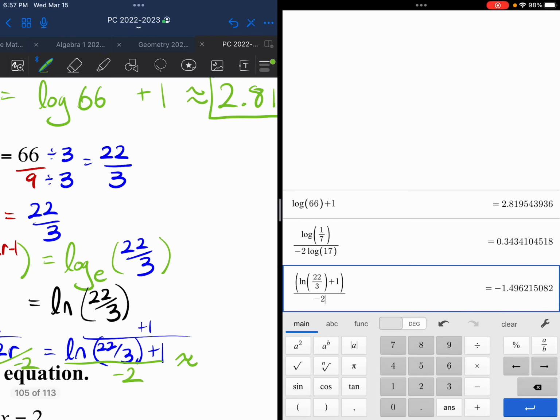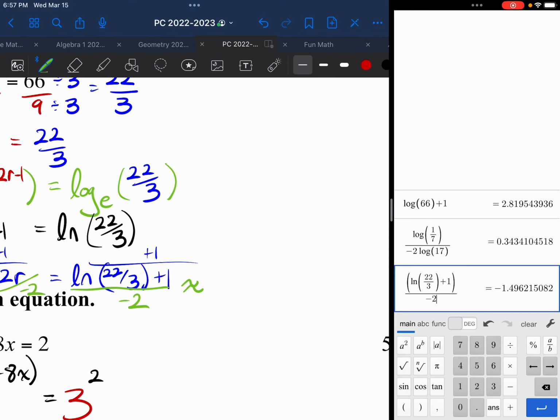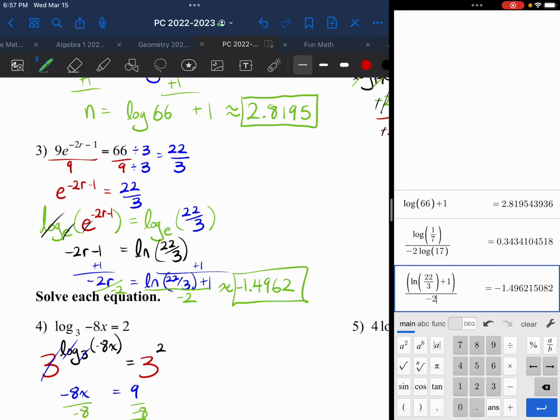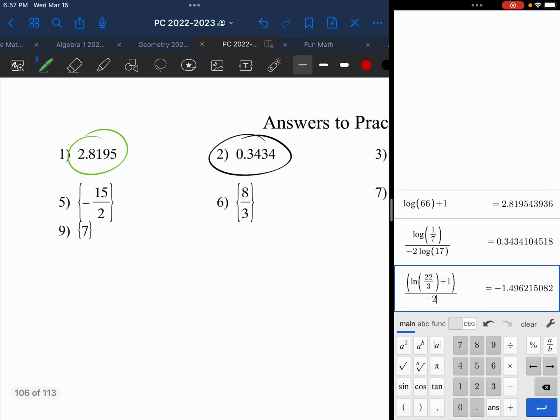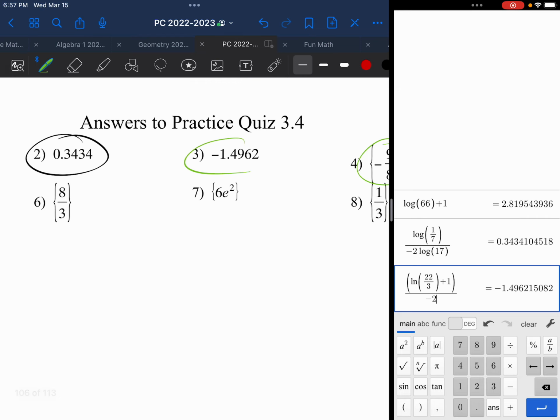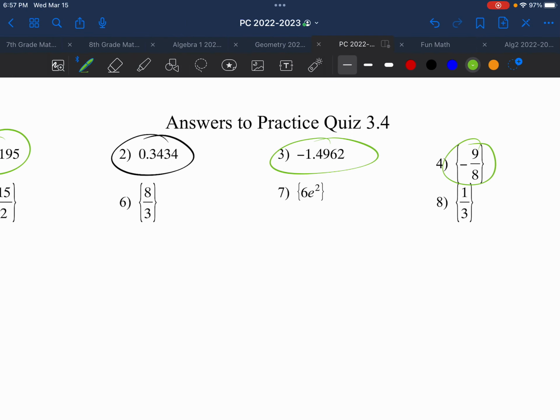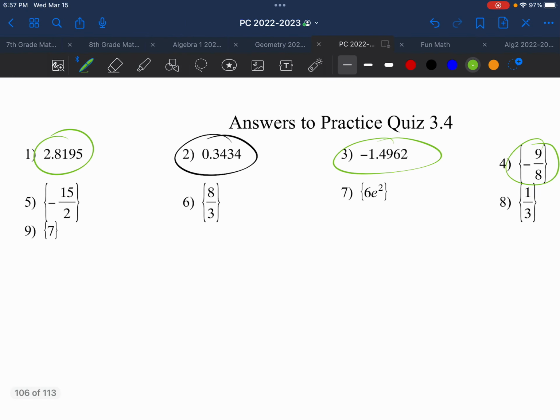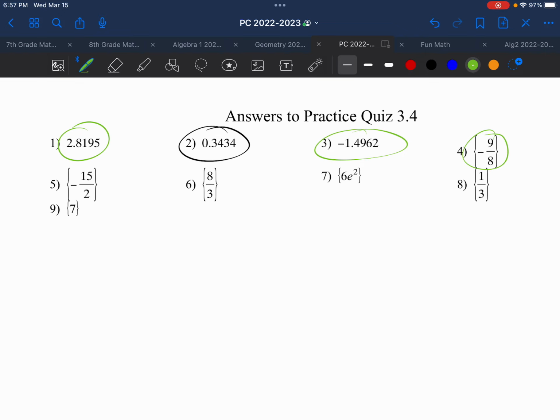And I get negative 1.496, and then that 2 does not get rounded up because it's followed by a 1, and there's my answer that I hope is correct. Let's see, negative 1.4962, negative 1.4962, we got it right. All right, now I'm going to put the calculator away. All these look like fractions. I'm just looking at the answers. None of them look like we need a calculator anymore.